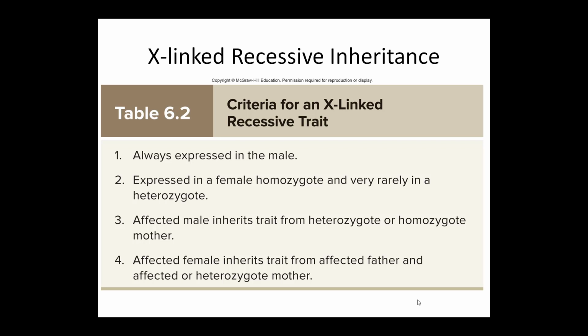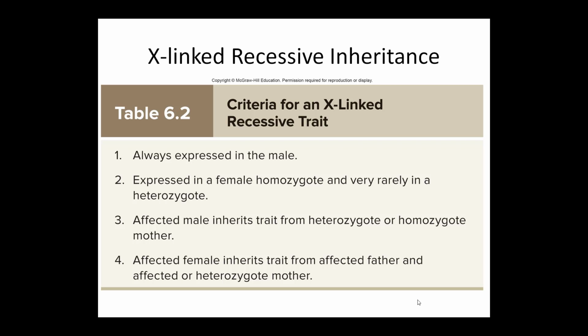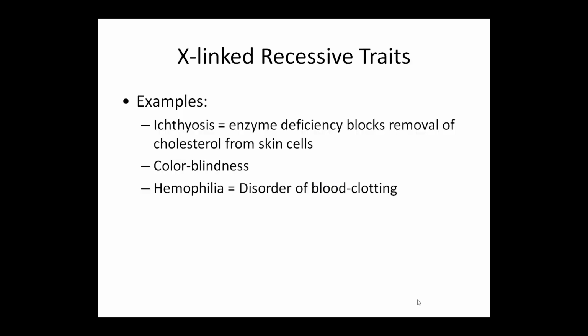Affected females usually inherit the trait from an affected father and an affected or heterozygous mom. So for example, if dad has hemophilia and the mom is a carrier of the hemophilia allele, their daughter will have a 50% chance of being affected by hemophilia, because there's a 50% chance that her mom will give her the mutant X and 100% chance that her dad will give her the mutant X. So she has a 50% chance of being affected by hemophilia.